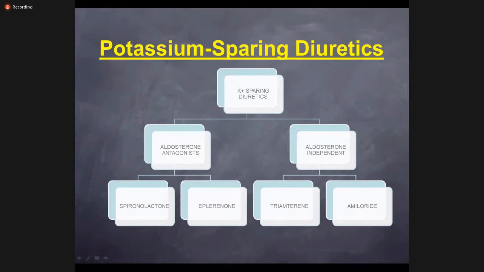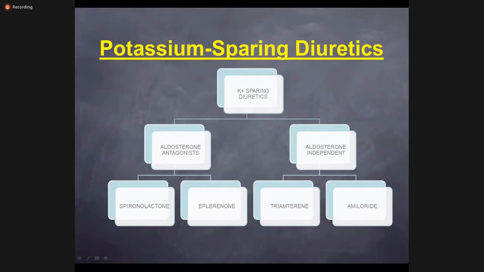Now, both may cause hypokalemia. So there are some conditions in which we cannot afford the hypokalemic status, or low level of potassium. Especially this point I am going to discuss, then we will discuss the potassium sparing diuretic in much more detail.